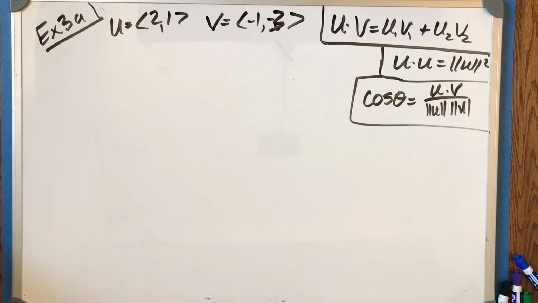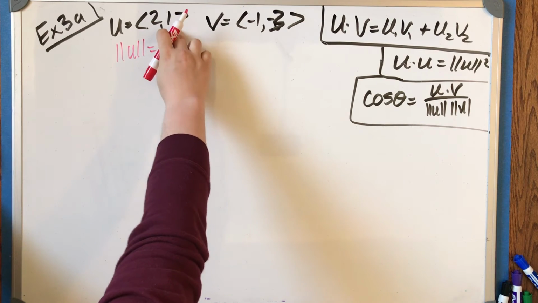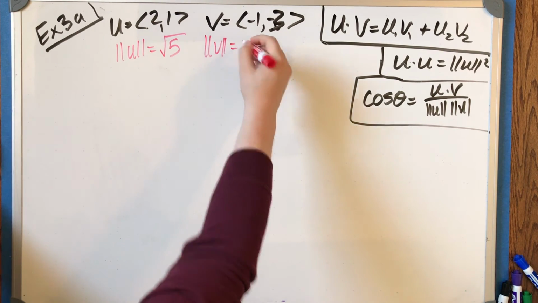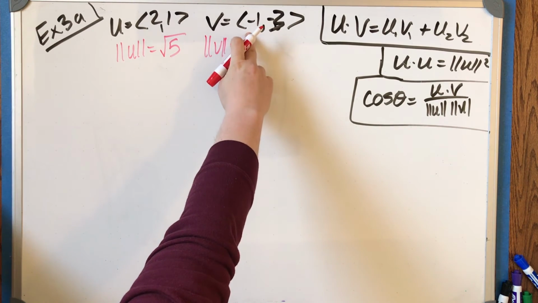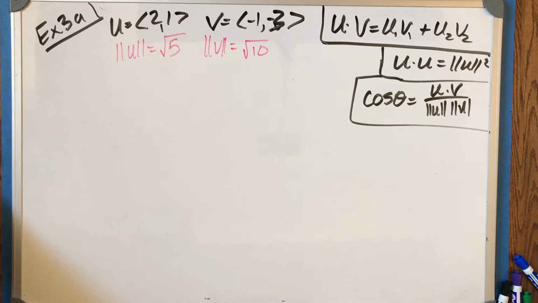Now let's try using this angle in between formula. We're going to try to find the angle in between vectors u and v. So the first thing I'm going to do is just find their magnitudes. The magnitude of u is going to be 2 squared plus 1 squared and the square root of that, so that's root 5. The magnitude of v, 1 squared plus 3 squared, so that's going to be root 10.